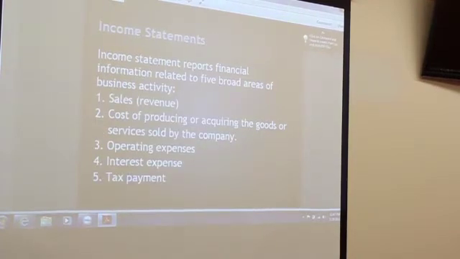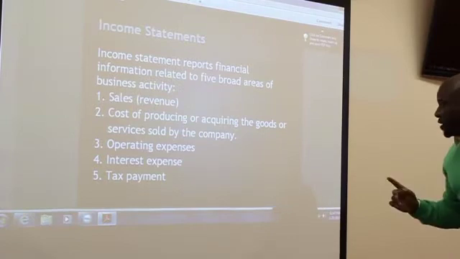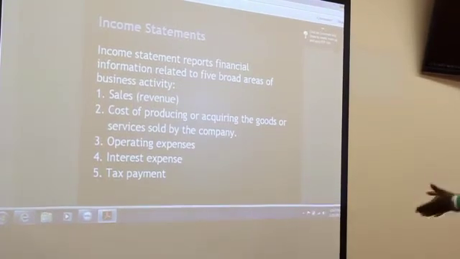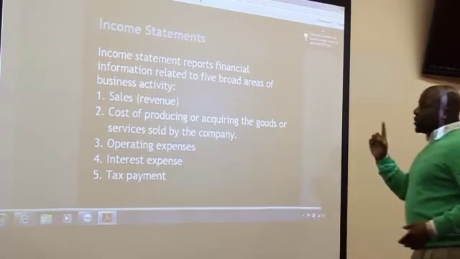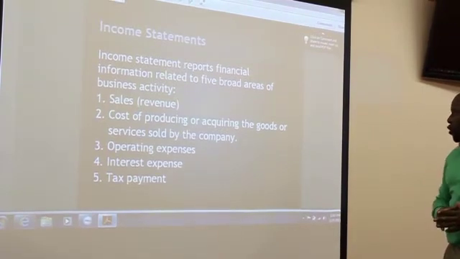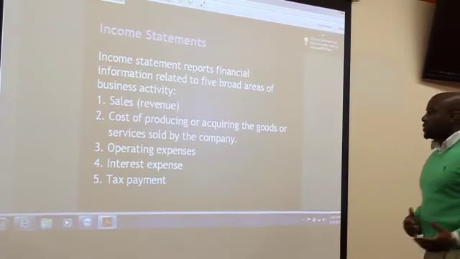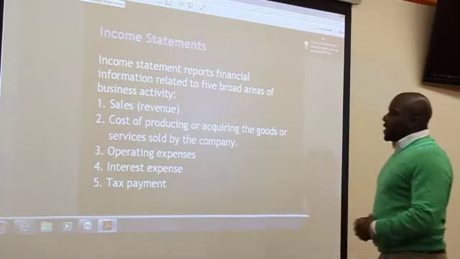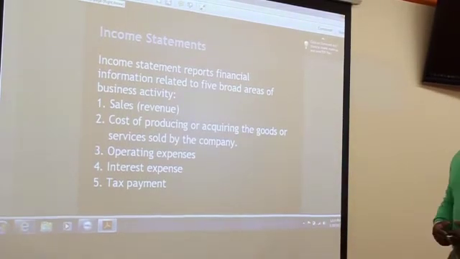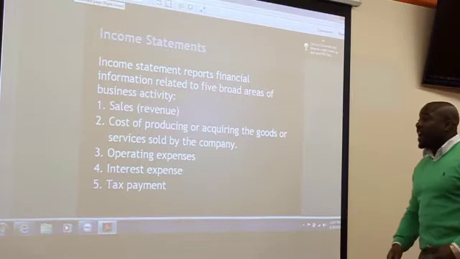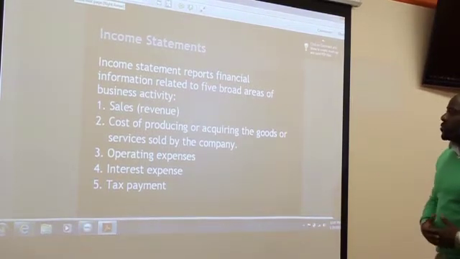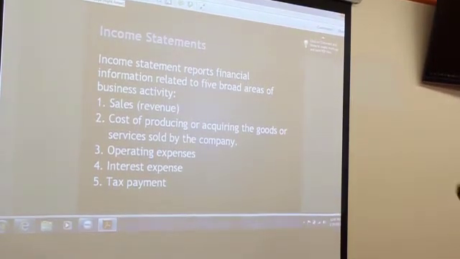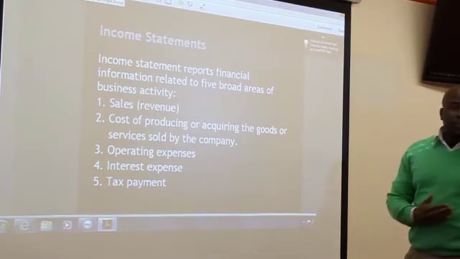Income statements. Income statements report financial information related to 5 broad areas of business activity. Number 1, sales, which is revenue: how much have you made in sales? Number 2, cost of producing or acquiring the goods or services sold by the company. Number 3, operating expenses. Number 4, interest expense. Number 5, tax payment. Going to number 2, cost of producing or acquiring the goods or services sold by the company. So either you're going to produce it or you're going to acquire the services.